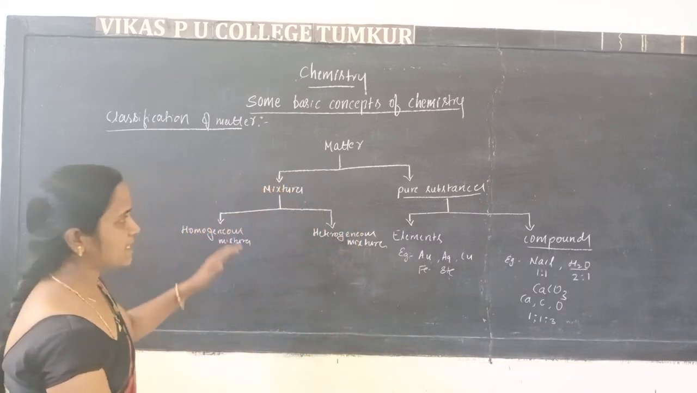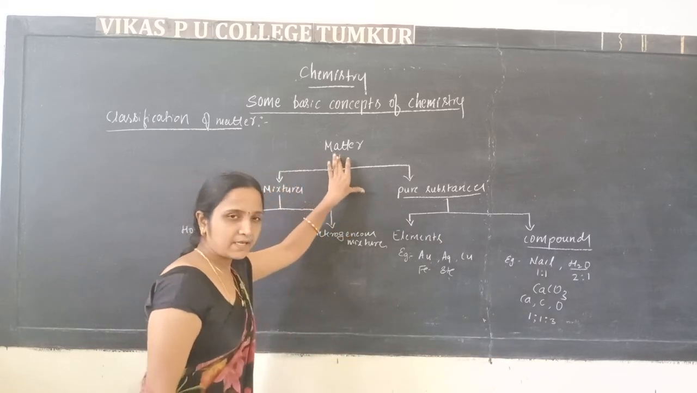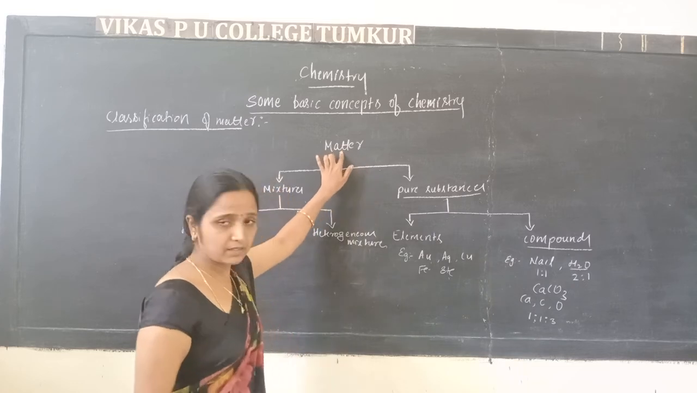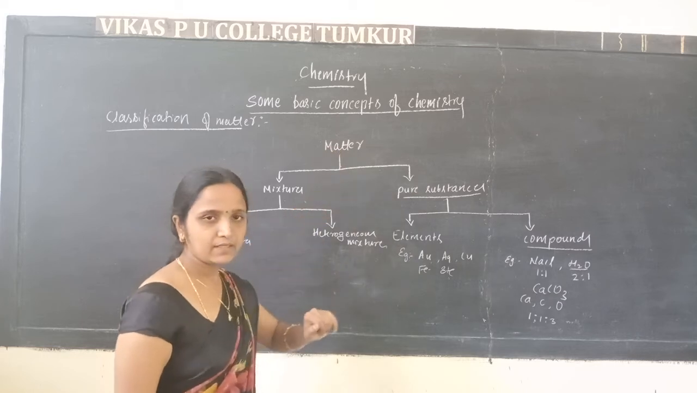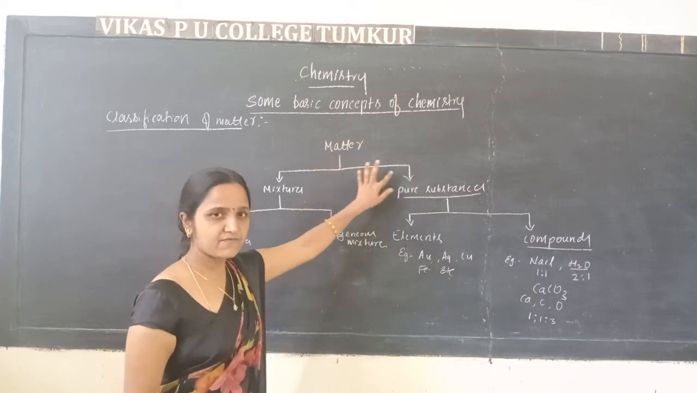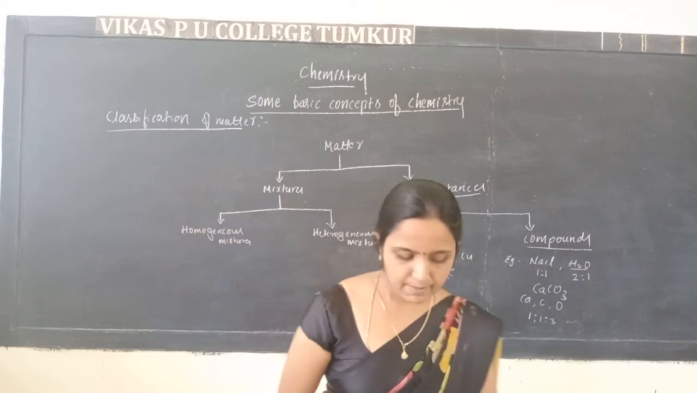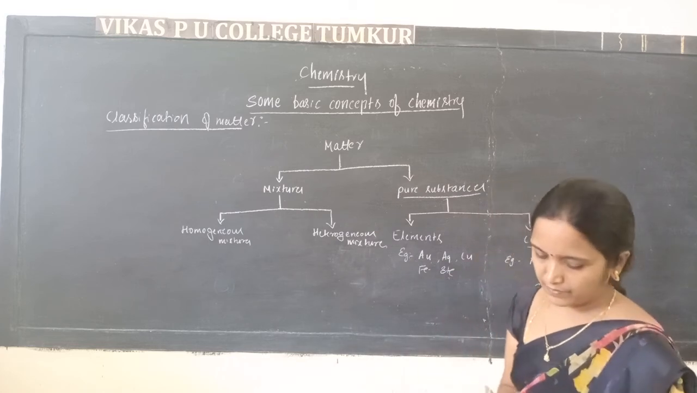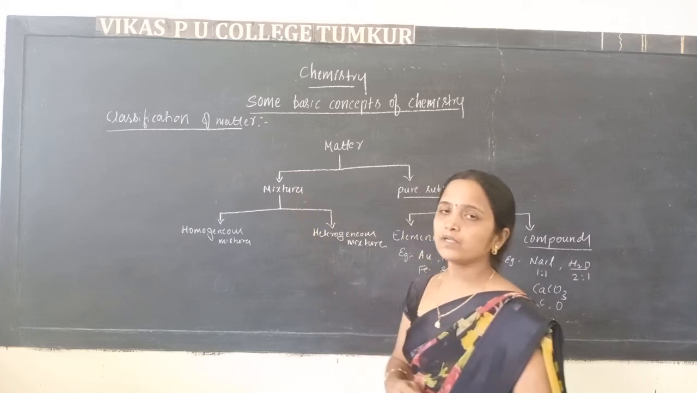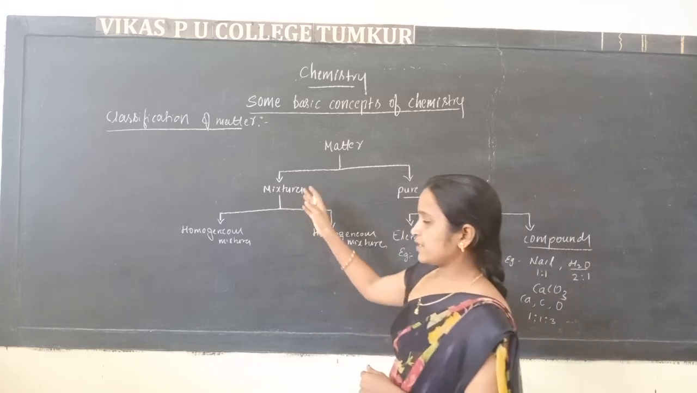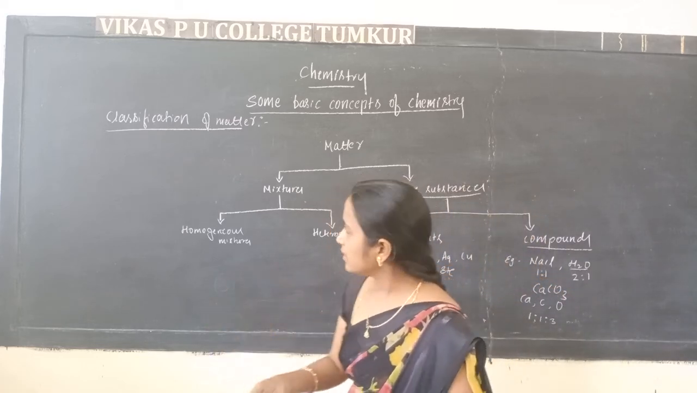This is about the classification of matter. Once again we will recall this. Matter means anything which occupies space and has mass. Matter is classified into 2 types, the mixtures and the pure substances. A mixture contains the particles of 2 or more substances. Examples for mixture are salt solution, sugar solution, tea, coffee.